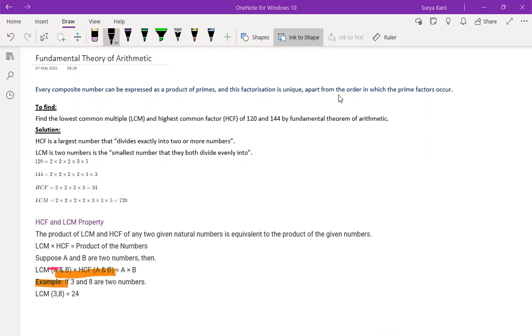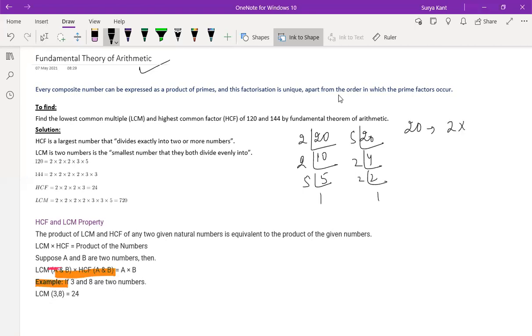See, the fundamental theorem of arithmetic is nothing but this: if you're finding the factorization of 20, what can we write here? 2, 10, 2, 5, 5, 1. Or we can do it first by 5, then 4, then 2, then 2, then 1. So this factorization of 20 can be written by someone as 2 into 2 into 5, and someone may write 5 into 2 into 2.